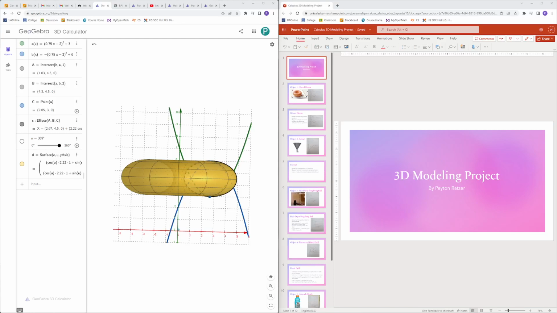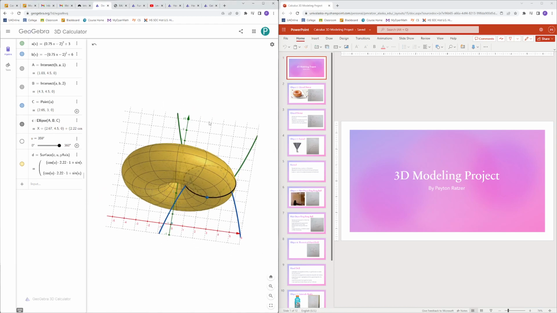Hello and welcome to my modeling project for Calculus 2. In this project we were tasked with picking 4 to 5 everyday objects or objects that we made up and graphing them using GeoGebra so that we can see what they look like when they're rotated around an axis. The chosen axis could be the y-axis, the x-axis, or any given line.